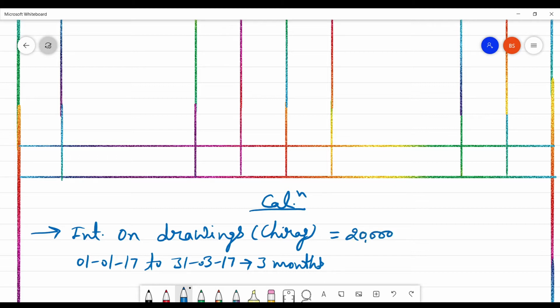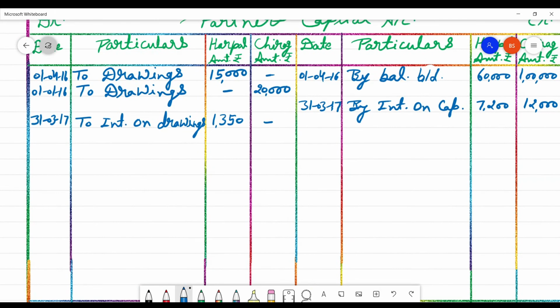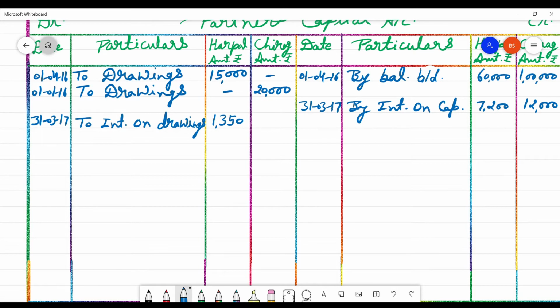20,000 into 9%, means 9 upon 100, 3 months means 3 upon 12. 20,000 into 9% into 3 upon 12. Drawings interest will be 450. So we will write it in the column of Chirag, 450.